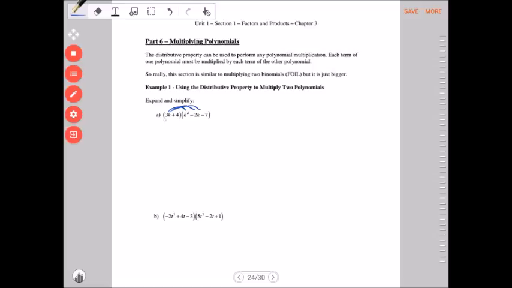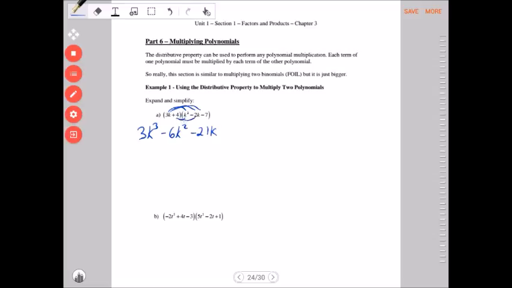So the first one, 3k times k squared. So 3 has no numbers to go with, or a 1, I guess. K times k squared is k cubed. 3k times minus 2k is minus 6k squared. And 3k times minus 7, the two numbers go together, so that's minus 21. And then the k, there's 1k, that's it. So that's the first 3.